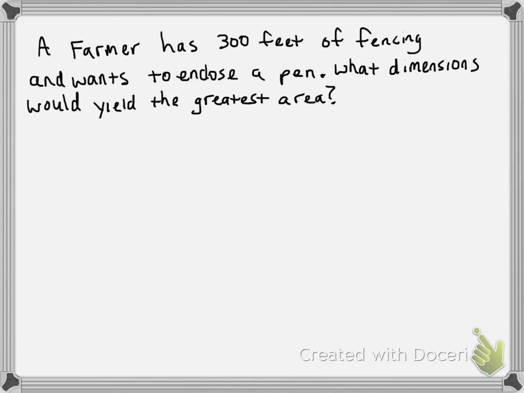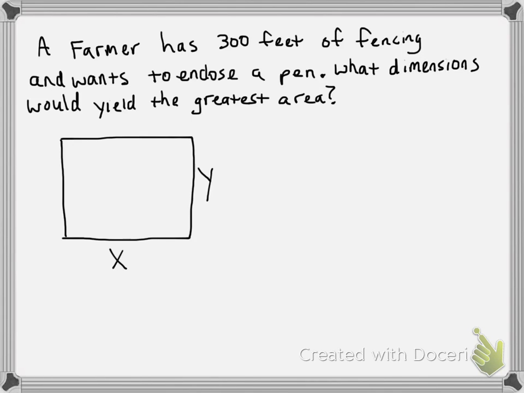Well, in order for this to work, a pen, if you're going to enclose it, is like for cattle or any kind of farm animal. We're going to draw out our pen. Now, we have dimensions. Obviously, it's going to be a rectangle. We've got these two dimensions, x and y. Now, you don't have to use x and y. You can use L and W, length and width. By the way, that's what we're going to be working with.